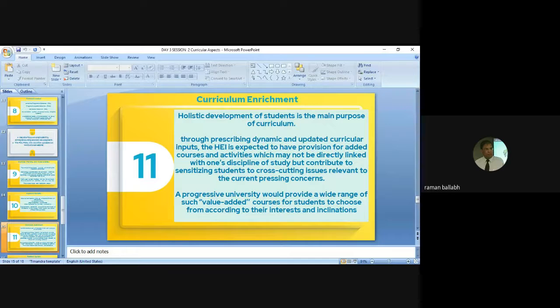Another thing is curriculum enrichment. That is very, very important. The value addition in your course.